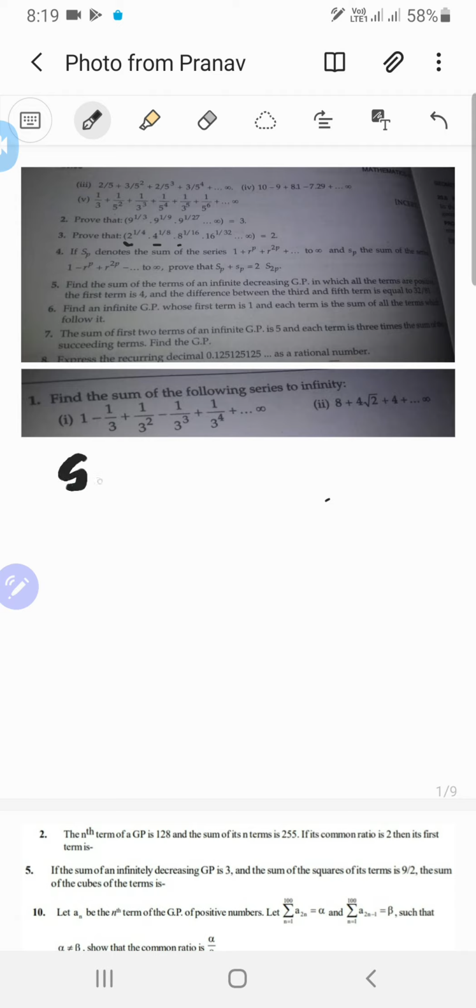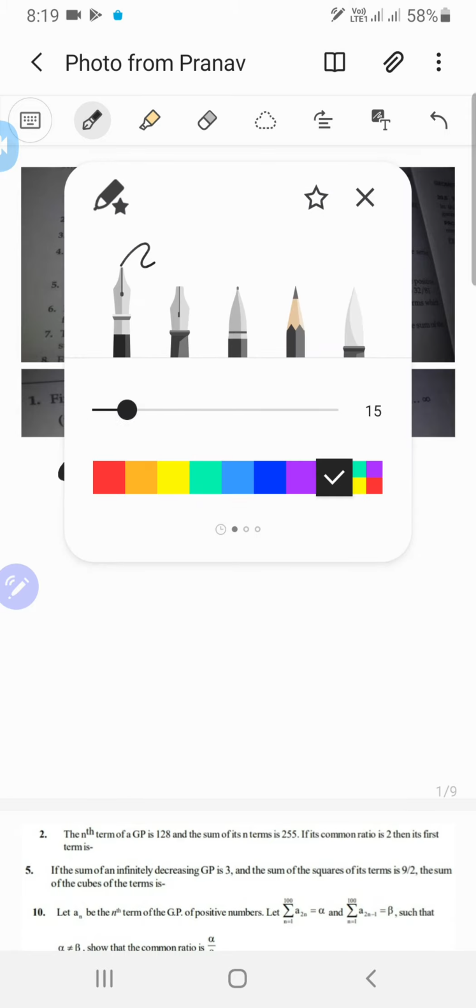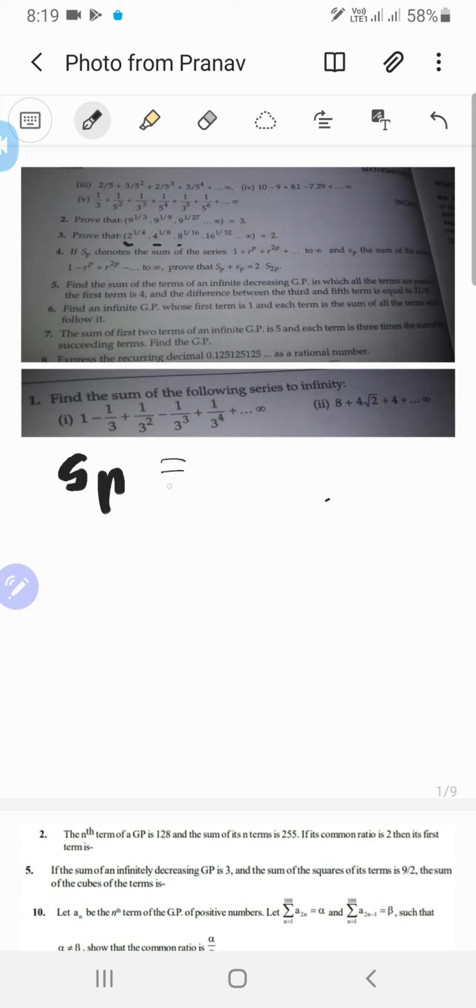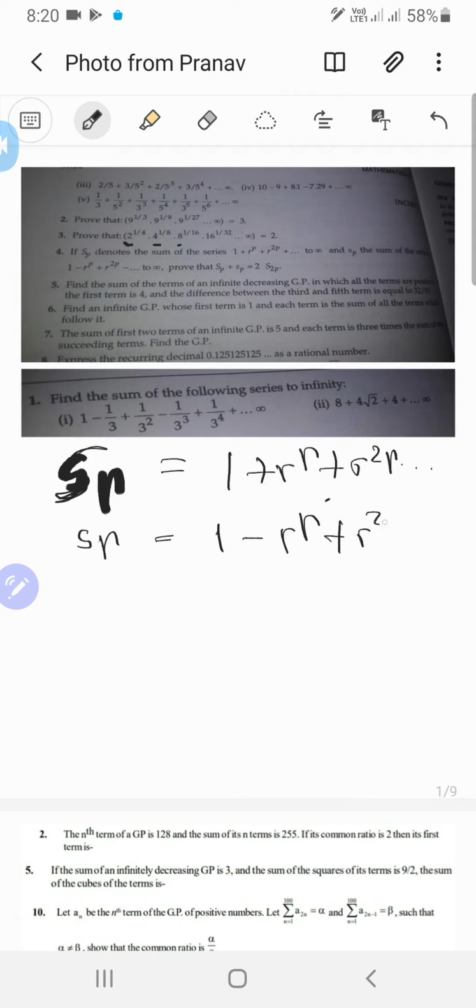So just write this down once again. Capital S_p is going to be equal to 1 plus r to the p power plus r to the 2p power, and keeps on going like that. And then small s_p, it's supposed to be 1 minus r to the p power plus r to the 2p power, and then minus, and then plus, and then minus, and keeps on going like that. So when you add them up, you get capital S_p plus small s_p.